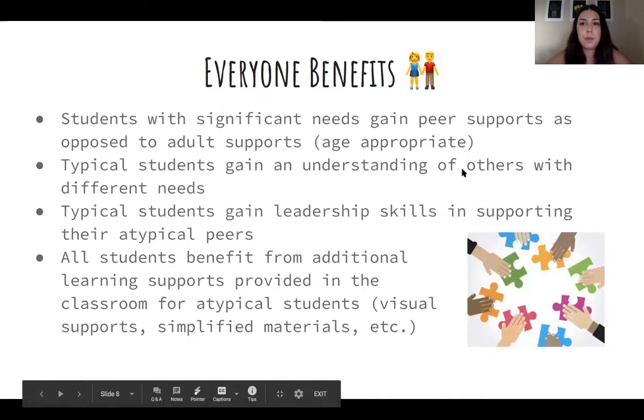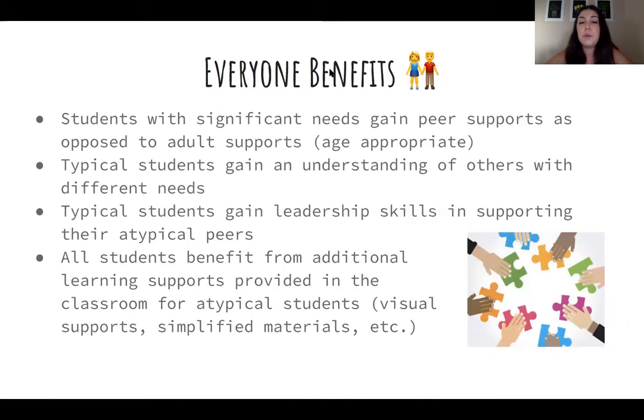And lastly, another goal is that everyone benefits. And I think it's important to keep that in mind. Students with significant needs gain peer supports as opposed to adult supports, which is more age appropriate. Oftentimes our students are strictly getting support from an adult, and that's not really appropriate as they get older. Secondly, typical students gain an understanding of others with different needs. So our typical peers are going to be learning from our students as well. They're going to become more empathetic. They're going to be more understanding. They're going to learn that everybody learns differently, acts differently, communicates differently. In the end, everybody learns from each other.